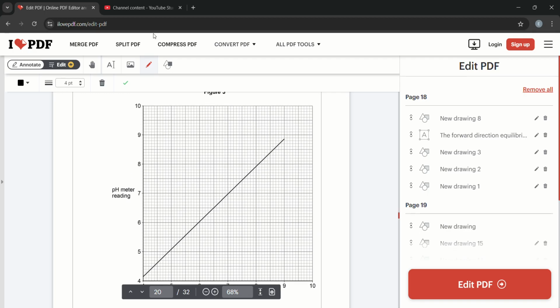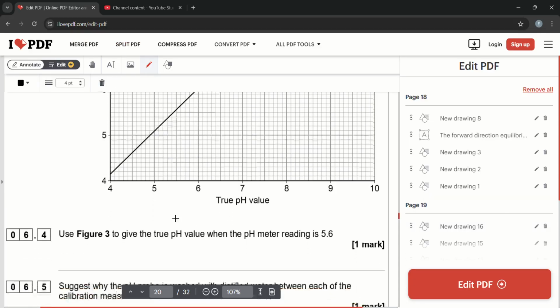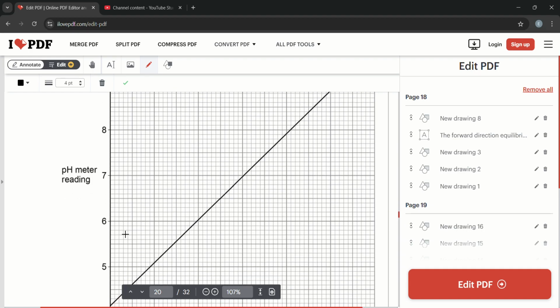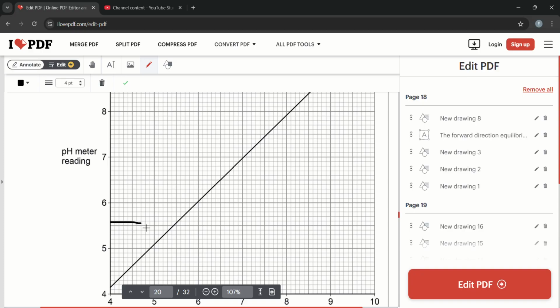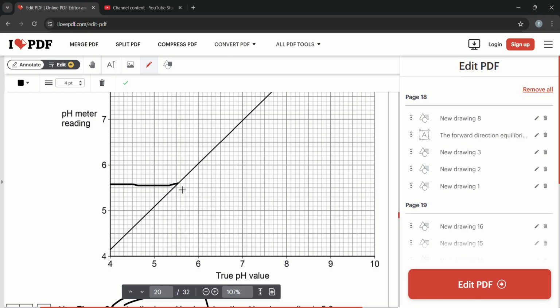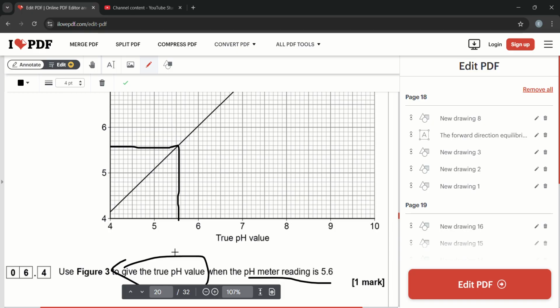Let's zoom in a bit. We were trying to find the true pH value, and the pH meter reading is 5.6. 5.6 is here, 5.6 here, something here. That's 5.1, 2, 3, 4, 5. It's not 6, it's in between 5.5, 5.